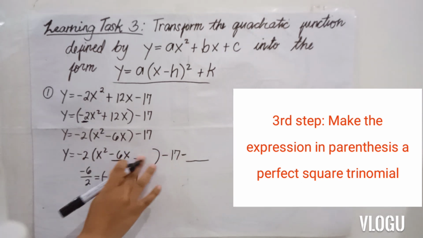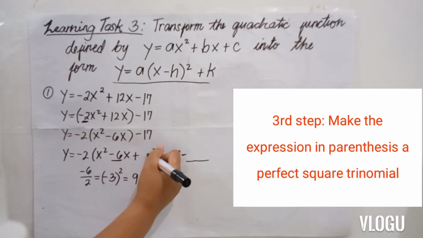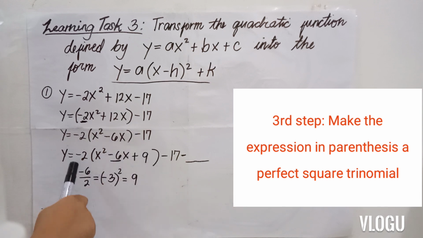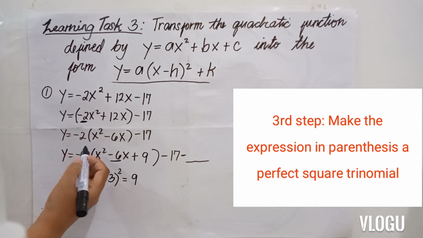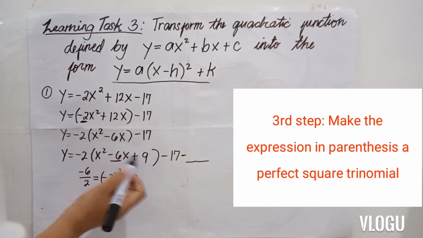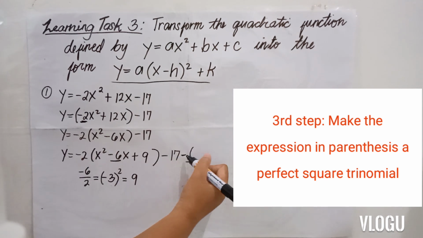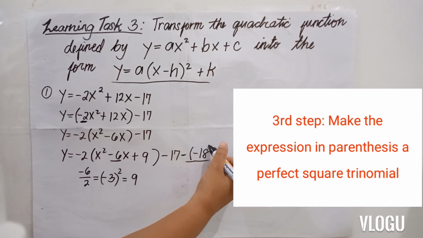So, we have plus 9. And then, we're going to subtract the number that we add here to the constant. But, take note that we have the value of a which is not 1. So, we have negative 2. Kailangan i-multiply muna natin yung 9 sa negative 2. So, positive 9 times negative 2 is negative 18. So, we have negative 17 minus negative 18.